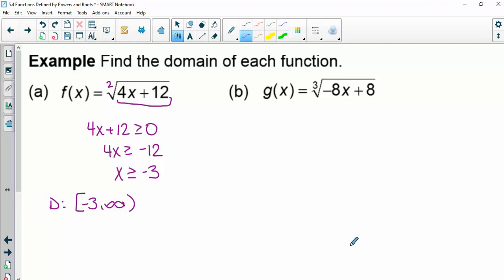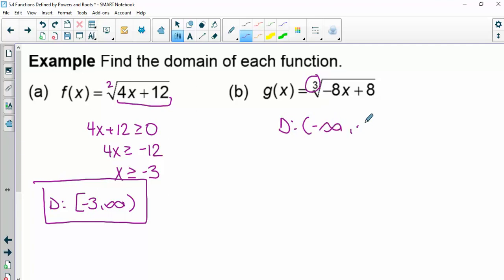So if it's an even root and I ask you for the domain, you really just have to take whatever's underneath the radical greater than or equal to 0 and solve. What about if it's an odd root? You don't even have to solve anything. If it's an odd root, it's an automatic negative infinity to infinity.